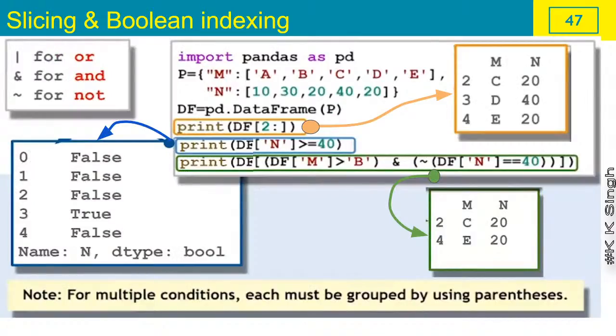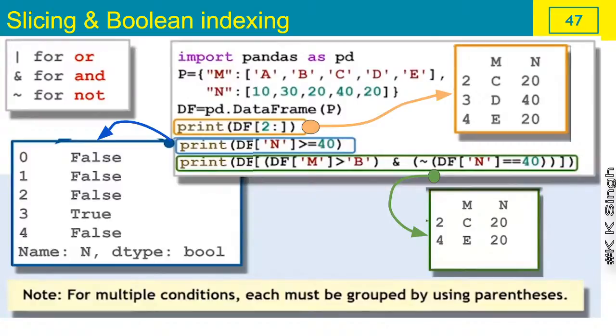Next, slicing and Boolean indexing. So here you will have to see this. This vertical bar is actually the pipe symbol, which is above the enter key, enter key के ऊपर आपको ये मिलेगा. Then ampersand is meant for and, and this tilde is for not. So these operators can also be included while doing boolean indexing.